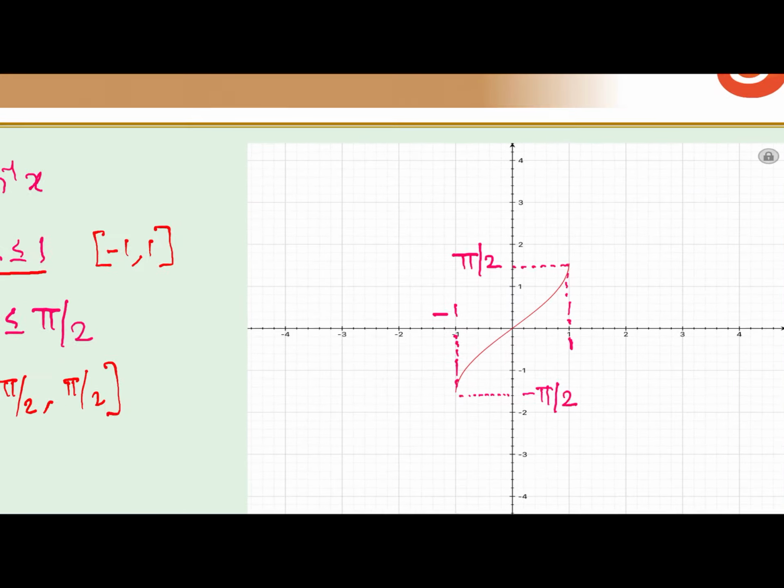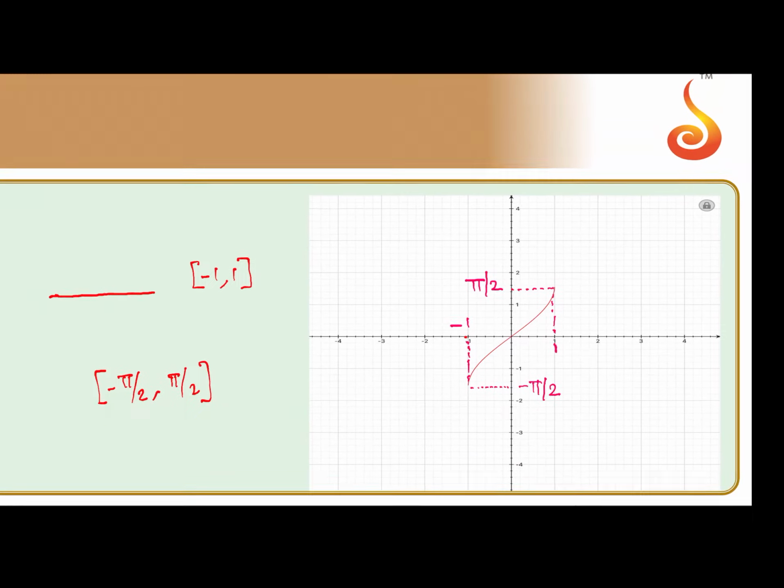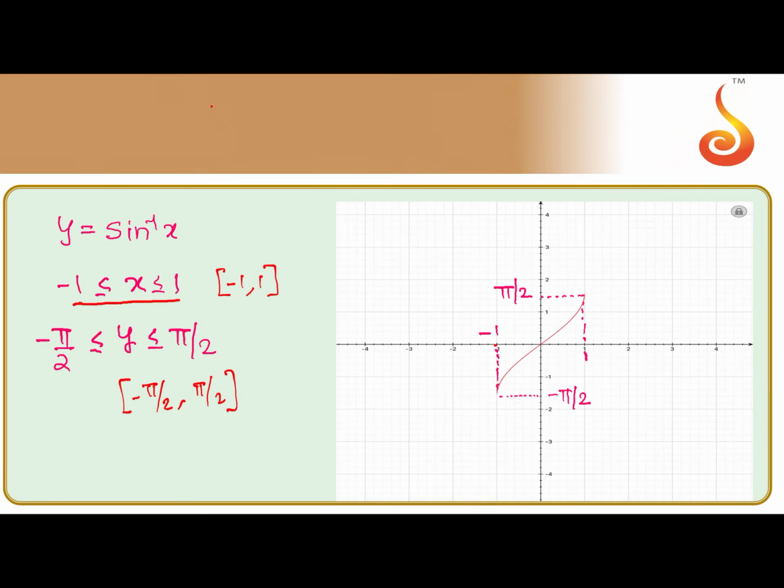Let's see the graph. This is an accurate graph. I will expand it also. So this is minus 1, this is 1, this is the domain, and this is the range. It is always an increasing graph. You can see wherever you draw tangent, tangent is always positive, means acute angle. So it is an increasing function. So what we learn from this? It is an increasing function.